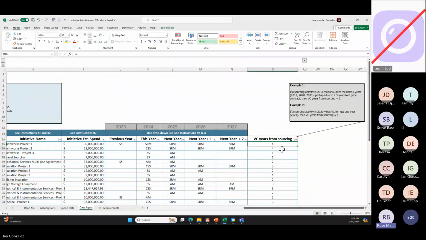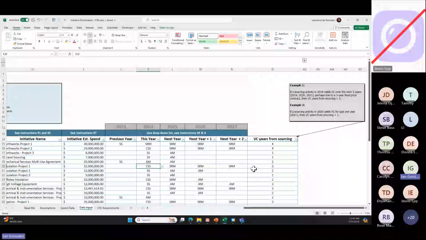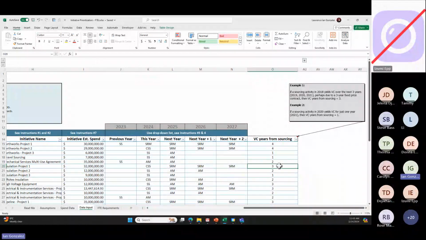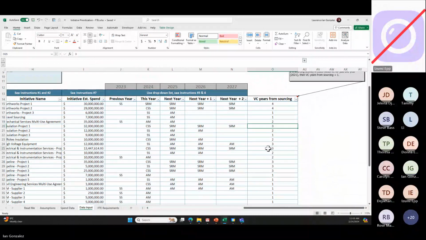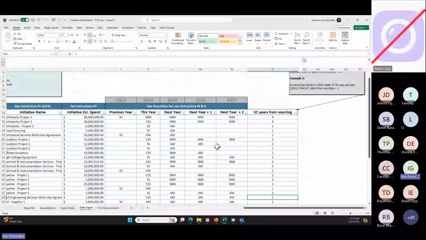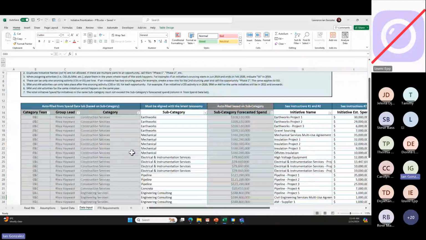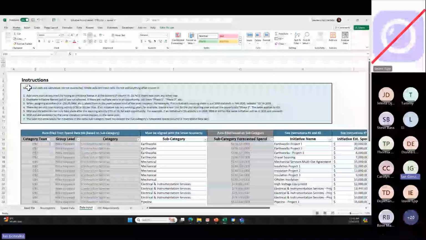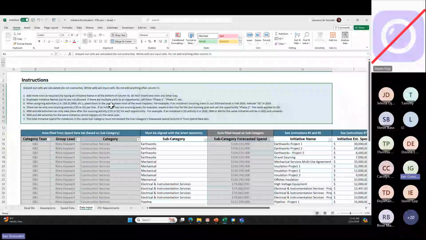Example 2, if a sourcing activity in 2020 yields value creation for 1 year, 2021, then the value creation is just 1. That's why when you see CSS, complex strategic sourcing, usually the numbers for value creation are higher, because the agreement lasts longer. So make your best estimates for value creation years from sourcing. And that's all you do for this sheet. I know it's a lot to take in, but for this to work, follow the instructions to the letter, or you break the formulas in the macros.